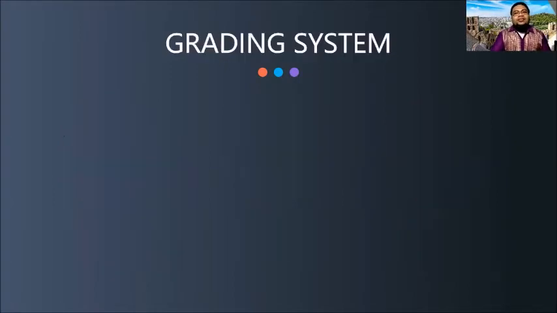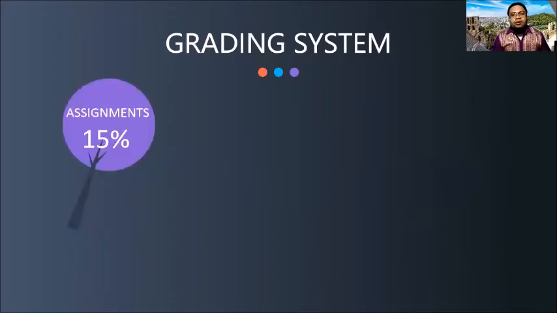And this time, what is our grading system? So how will I grade you in this subject? So there are 4 categories in your grading system. The first one is your assignments. So our assignments, they can be downloaded in our Canvas account, and that consists of 15% of your final grade. So for your assignments.